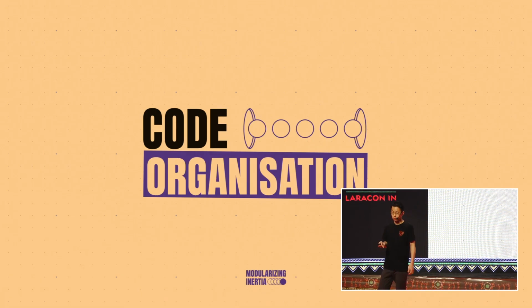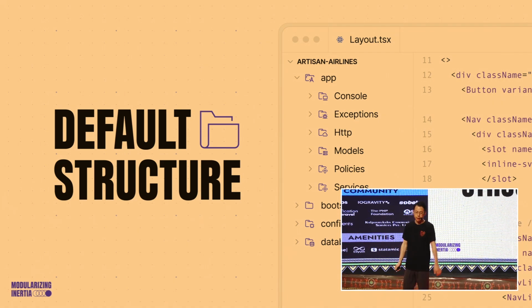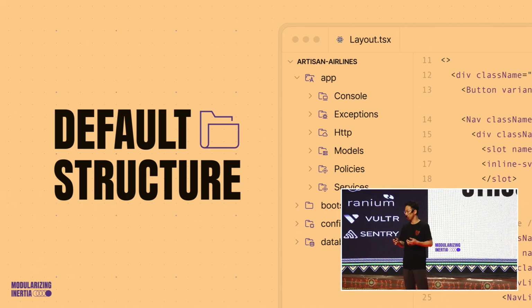Okay, let's talk about code organization. In a typical Laravel application, your code is organized around technical concerns such as controllers or routes or models. And everything is in the app folder, and all the controllers and models live in the same place with no boundaries.